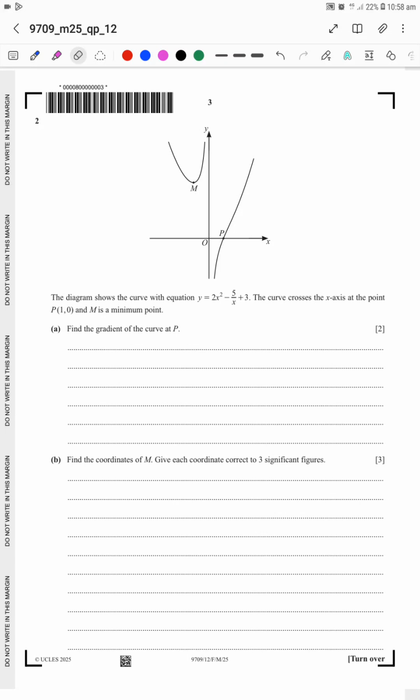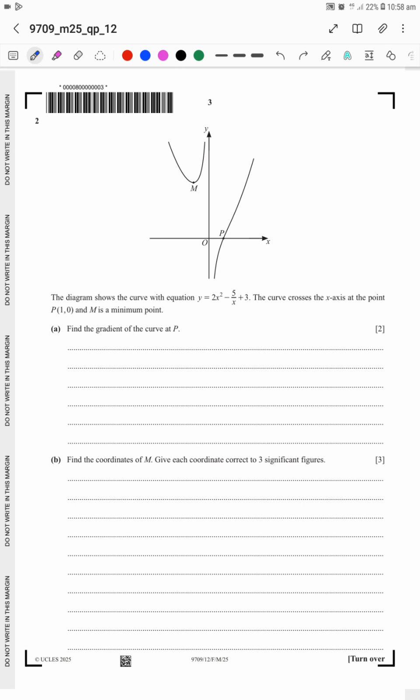Okay, so let's look at question number 2. It says that the diagram shows the curve with the equation y is equal to 2x squared minus 5 over x plus 3. The curve crosses the x-axis at the point P, which is (1, 0), and M is a minimum point. So this point here is point P, the point here is point M, which is the minimum point.